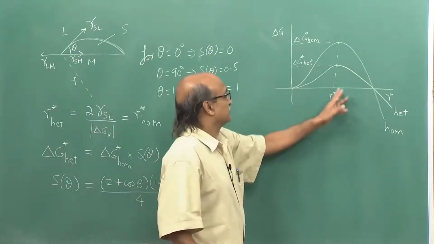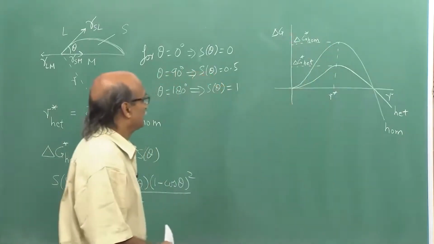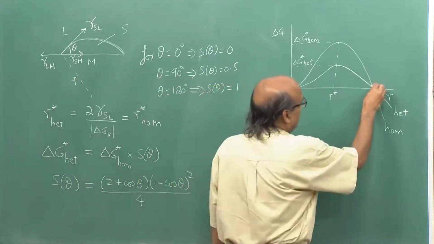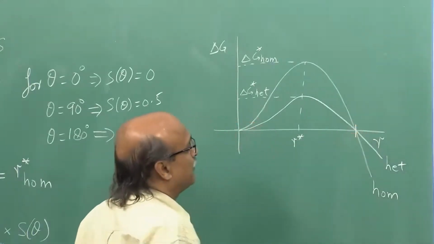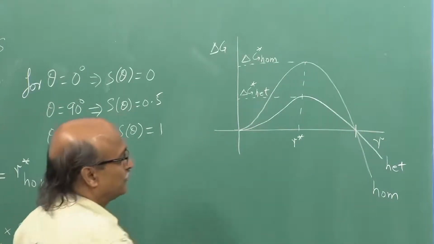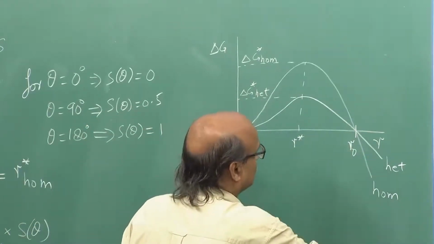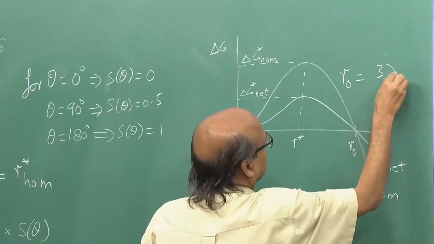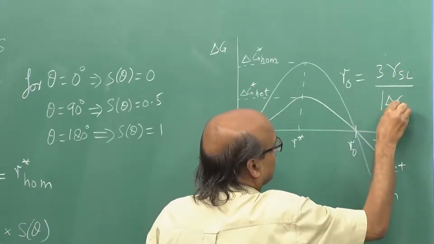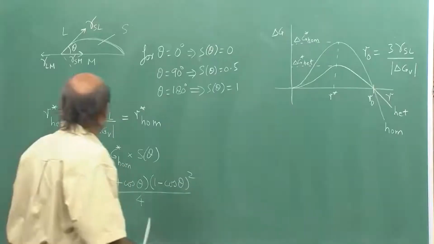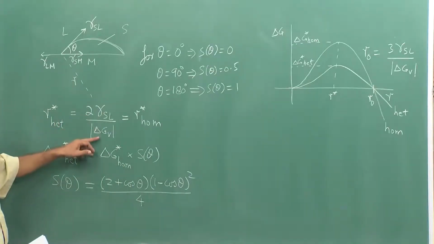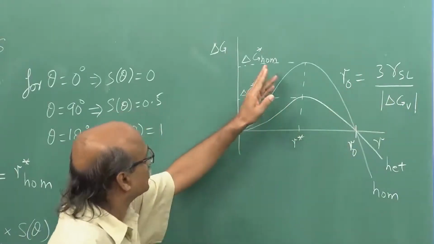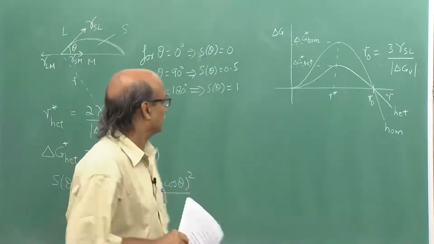So, the point to be noted is that the size for the two nuclei are the same, whether R star for heterogeneous or homogeneous, and they also meet at the same point where delta G is 0. That size we had earlier denoted as R0, and in fact this R0 is going to be 3 gamma SL upon delta GV. You can compare this with R star, which was 2 gamma SL upon delta GV. This one is 3 gamma SL upon delta GV for both homogeneous as well as the heterogeneous case.